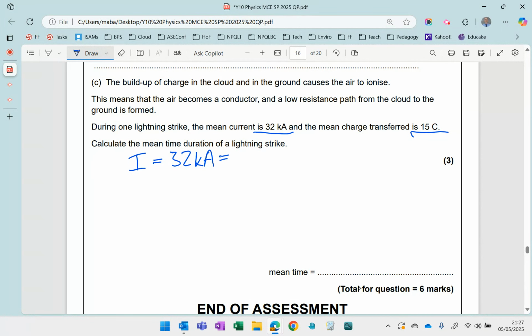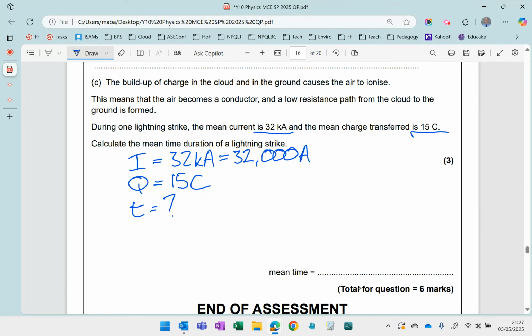And how many meters in a kilometre? There's 1,000. So how many amps in a kiloamp? There's going to be 1,000, so that's 32,000 amps. And then the other piece of information that we've been given is the charge, which is 15 coulombs. And it's asking us to work out the time. So that's the question mark.